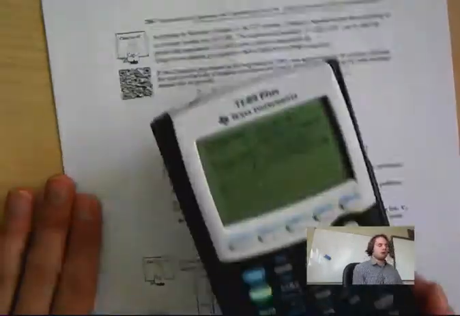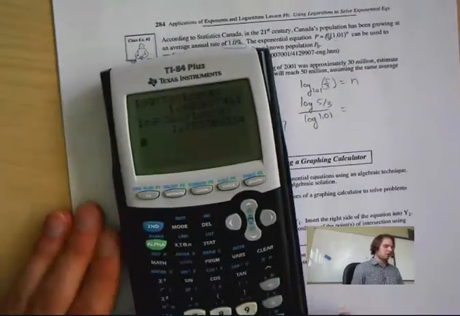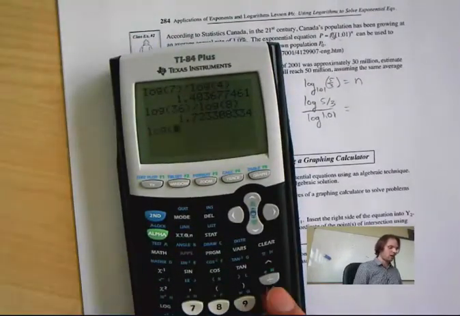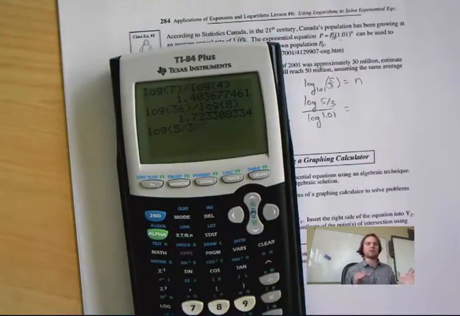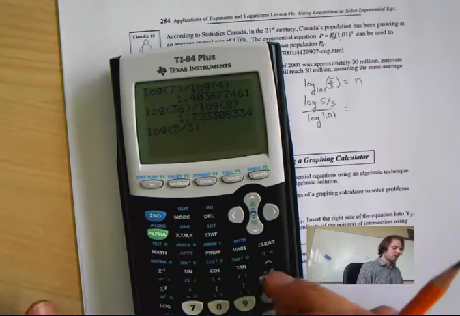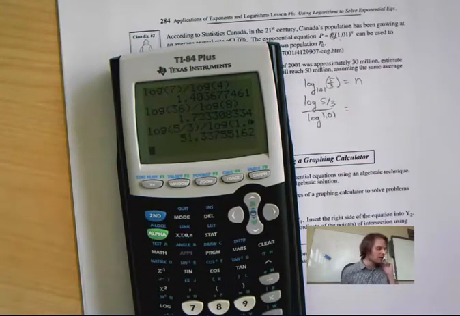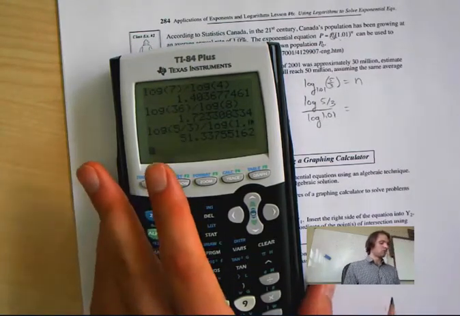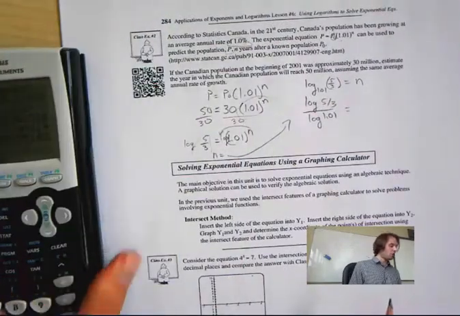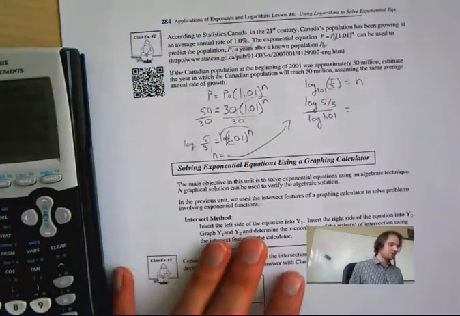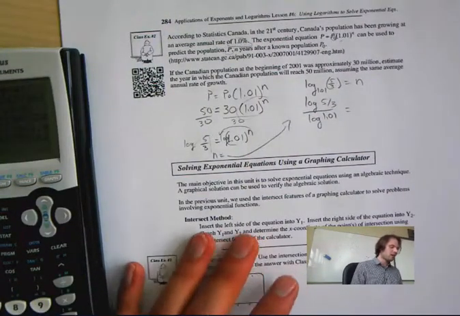Now, here we go. Now let's try and figure out what this is. So, let's punch in our calculator, log 5 divided by 3. Put it in my brackets, make sure it's in brackets. Then we divide all of that by log 1.01. Put in my brackets. And what do I end up getting? 51.3 years.